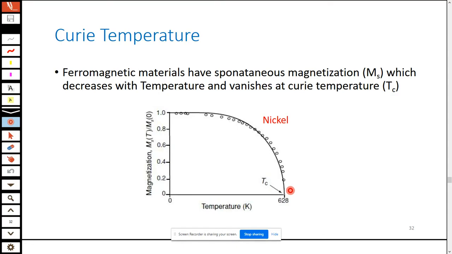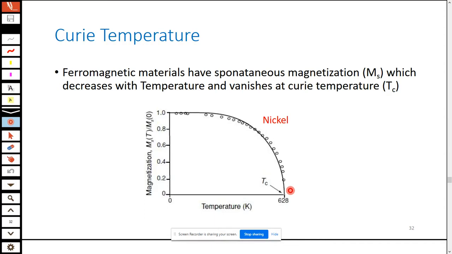When we talk about magnetic materials and applications, the first thing you should know is whether the material is ferromagnetic at the temperature at which you want to work. If you are working at room temperature, the material has to be ferromagnetic at room temperature. Definitely nickel, iron, cobalt, and their alloys are all ferromagnetic at room temperature. So that's why they are used.